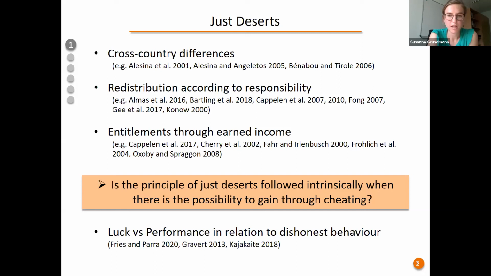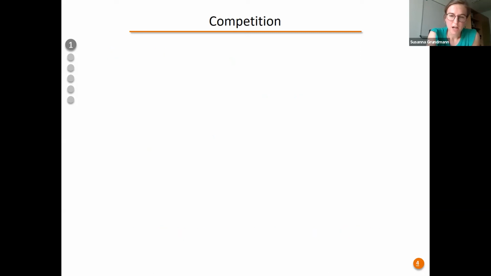incomes. So the second thing I look at in my paper is competition. In many cases, the size of an income is not only determined by people's own luck or performance, but also in relation to other people. So I will examine whether an intrinsic motivation for just desserts exists irrespective of whether there is competition or not.